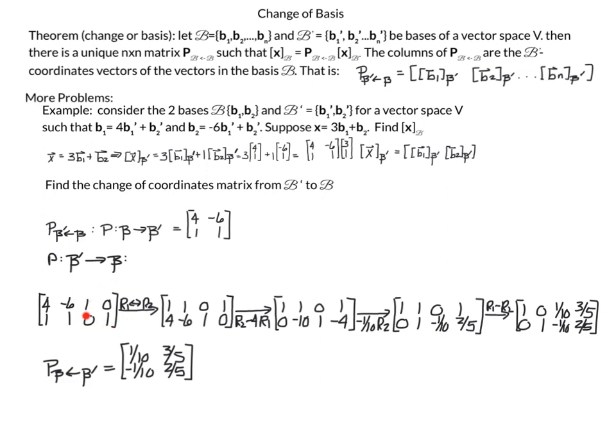So I put the identity matrix here. I do row operations until my 4, 1, negative 6, 1 becomes the identity matrix, and then my identity matrix will become my new inverse, which is going to be P from B prime to B. So that's 1/10, -1/10, 3/5, 2/5.